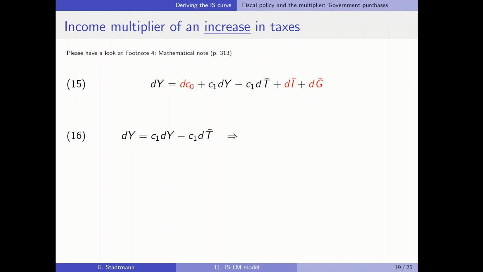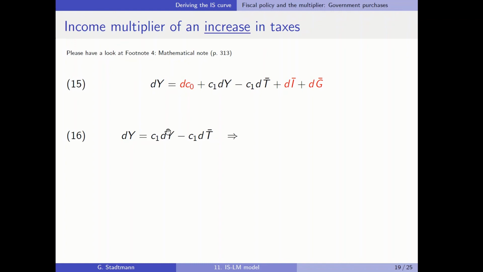We once more start with the total differential, but now the government changes the tax rate, but keeps government spending constant, so that the change in government spending is equal to 0. Like the red elements are once more equal to 0, and hence we end up with equation number 16. dy is equal to C1 dy minus C1 dt. Now we once more have to solve this relationship for dy.